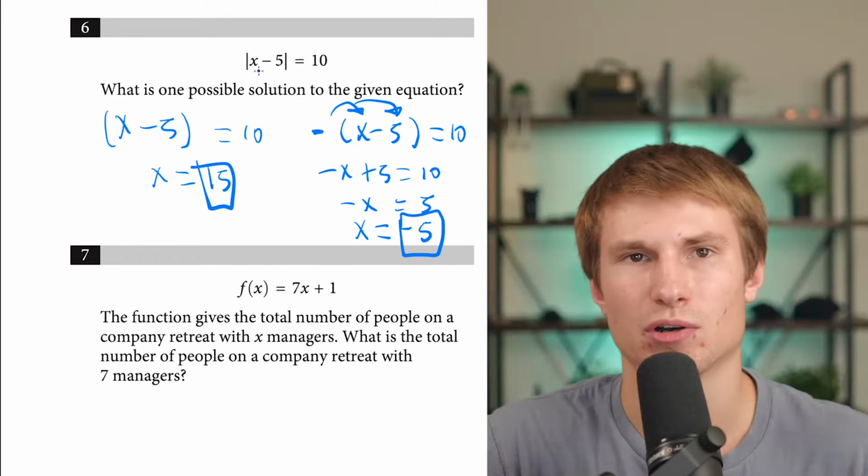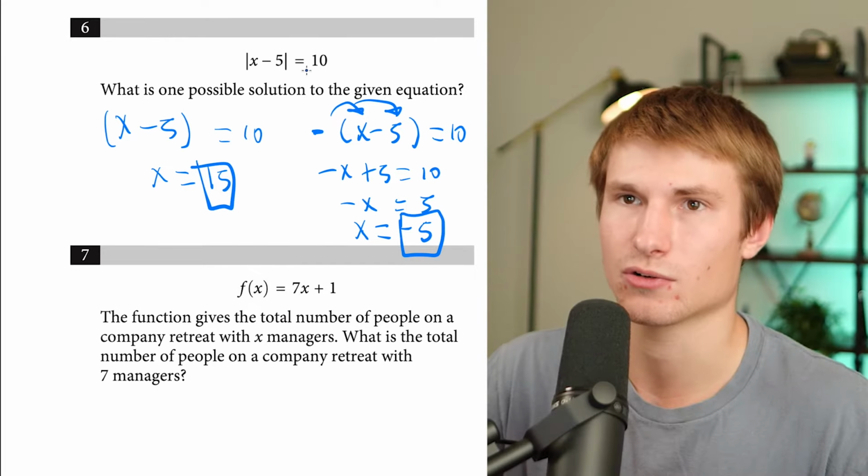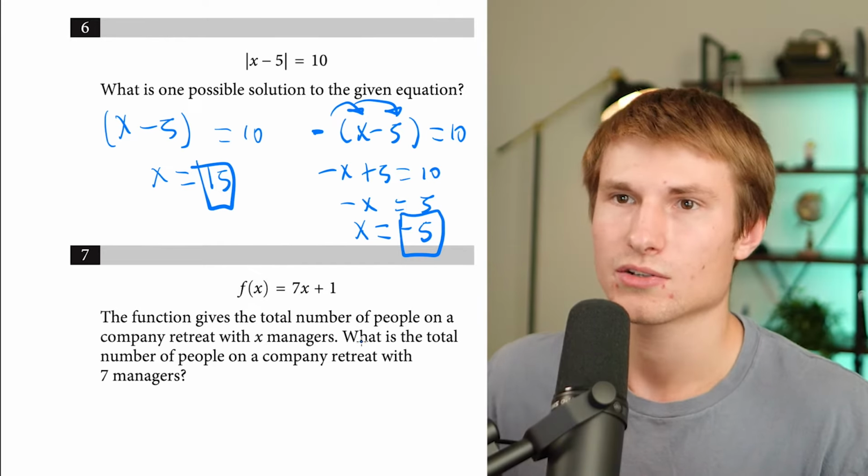As you can see, if you put in -5 minus 5, that gets you -10. Absolute value, that's 10. 10 equals 10. 15 minus 5 in absolute value, that gets you absolute value of 10. 10 equals 10. So there's a quick way to check your answers as well. Let's go ahead and move on to number 7.